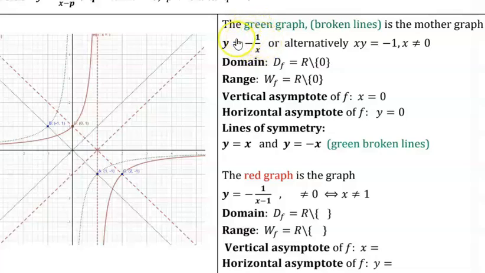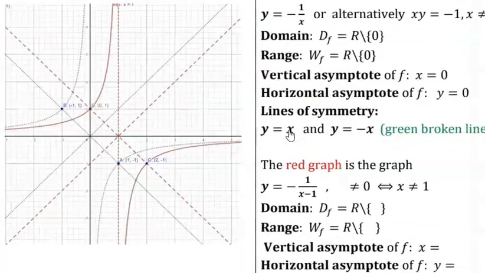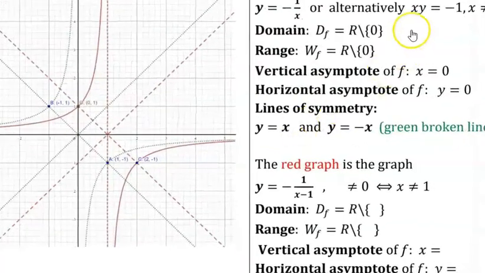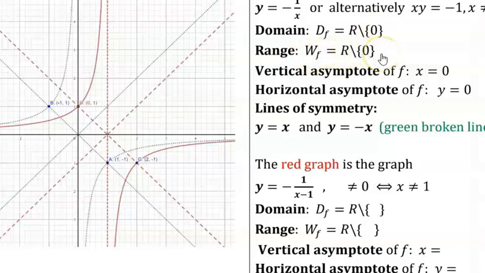We're going to look at y equal to minus 1 over x, the green dotted line here, which is 1 over x reflected about the y-axis or about the x-axis. That doesn't matter. If I look at that, then what I must remember is that we have a domain of all real numbers except 0. The range is all real numbers except 0.